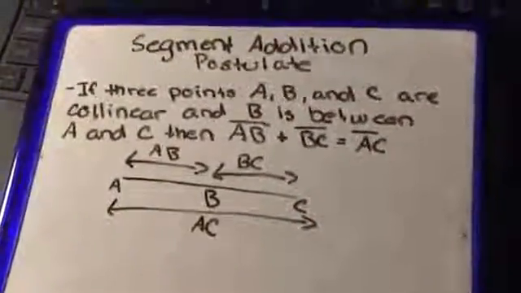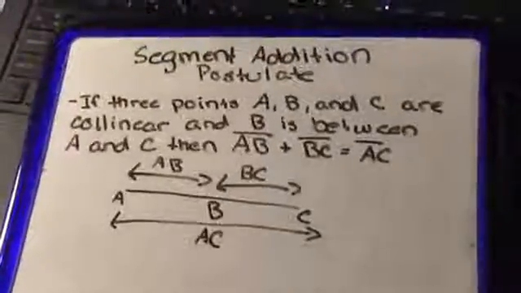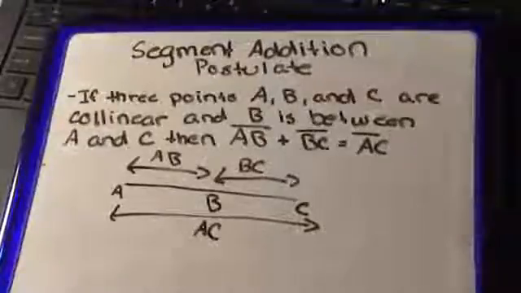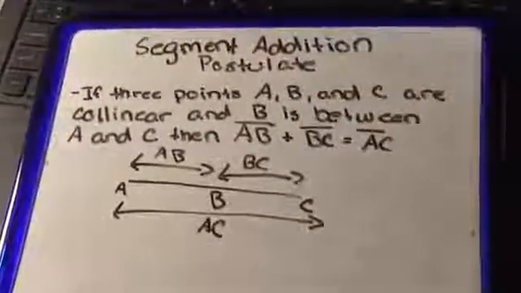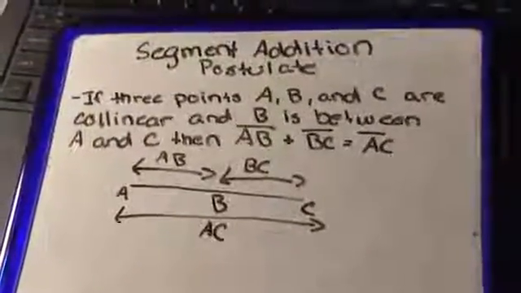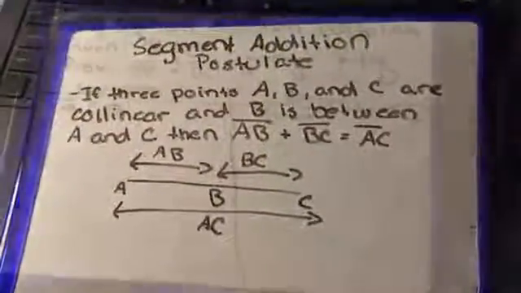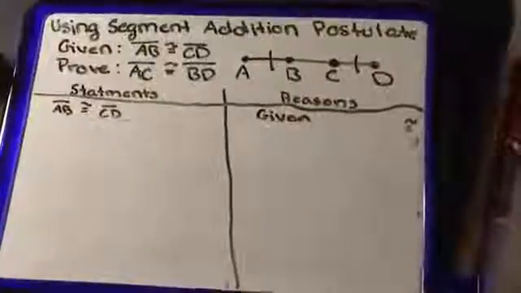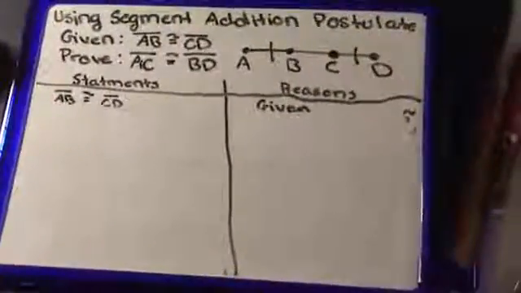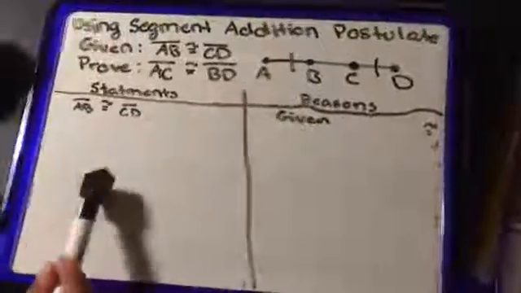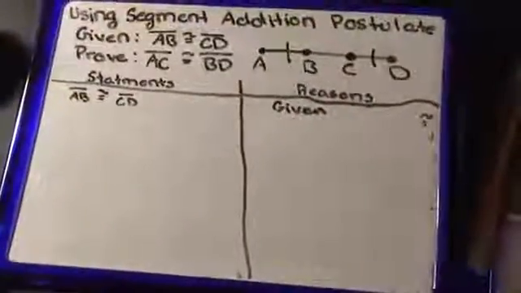Now we're going to talk about the segment addition postulate. An example of this is if three points A, B, and C are collinear and B is in between A and C, then segment AB plus segment BC is equal to segment AC. Now we're going to use the segment addition postulate in a proof. The first statement is segment AB is congruent to segment CD because it's a given statement.